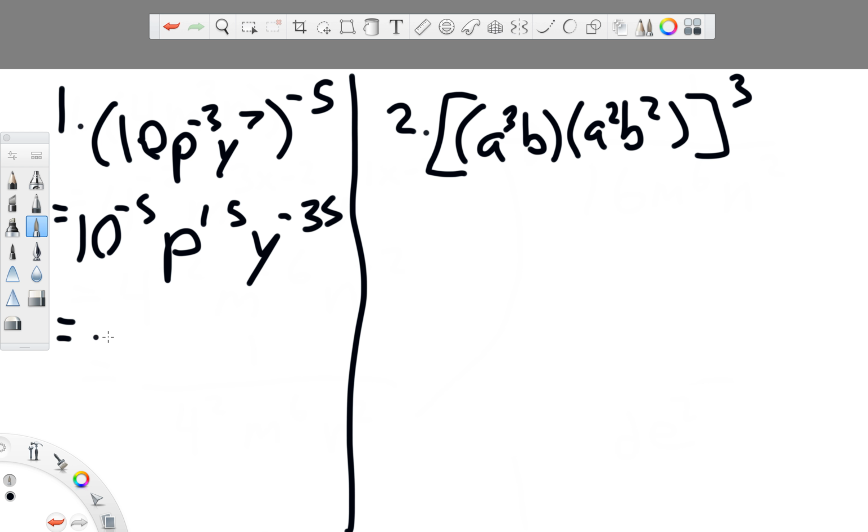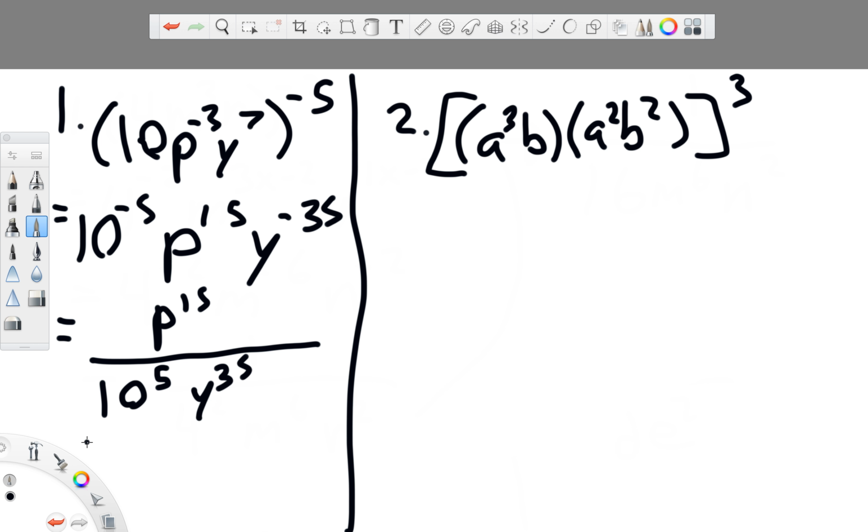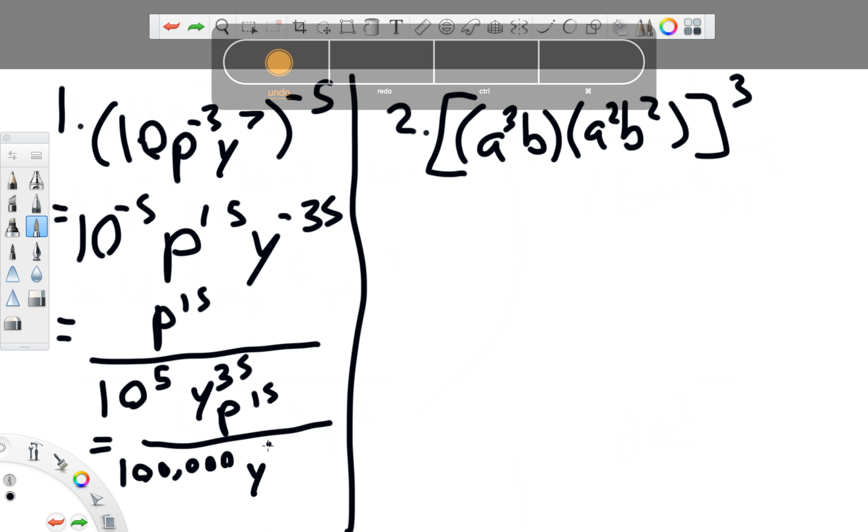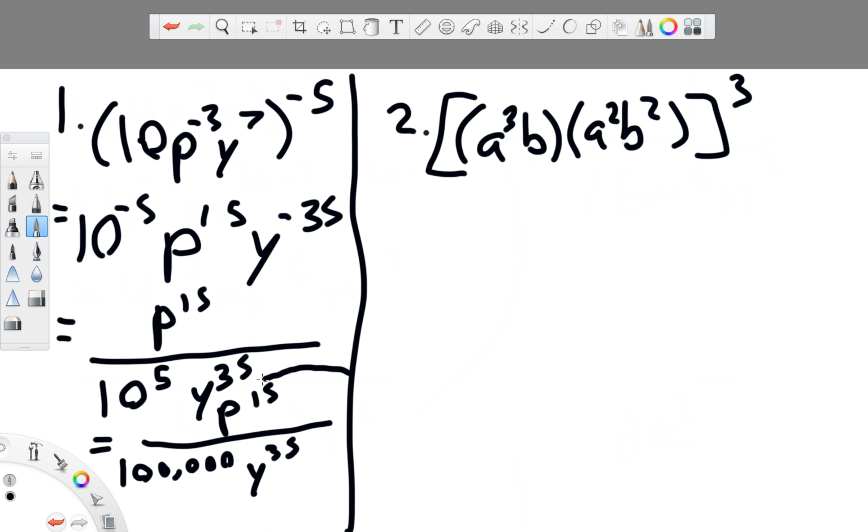Now let's rearrange this because we do not want negative exponents in the answer. So we're going to leave the p on top because it's a positive exponent, and we'll rewrite the bottom as 10 to the power 5 and y to the power 35, as they've been flipped, so they no longer need negative exponents. And then we could further simplify this by expanding the 10 to the power 5, which is 100,000, 5 zeros, and then y to the power 35. Kind of looks a bit messy, so I'll just cut that off here. That is the final answer.